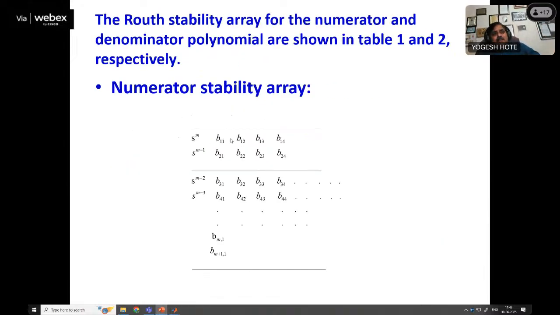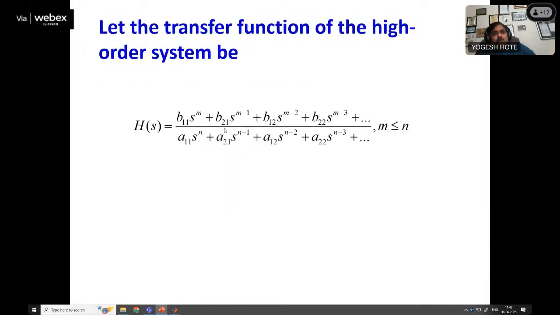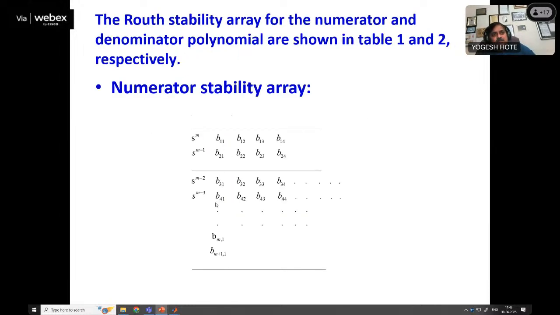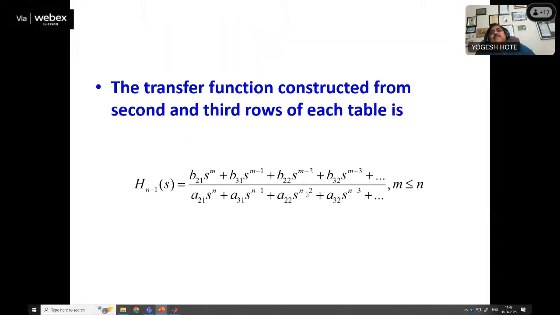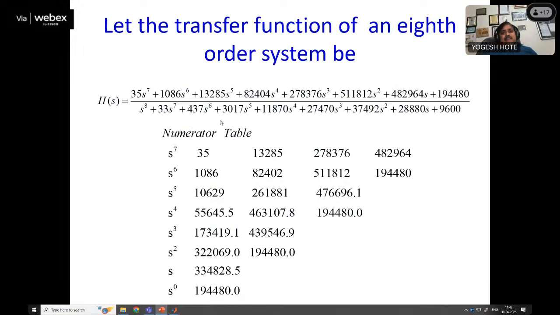So here we have to apply the Routh criteria to the numerator, and likewise to the denominator, and from this we can get the reduced order model of whatever order we require. Now the example is like this.